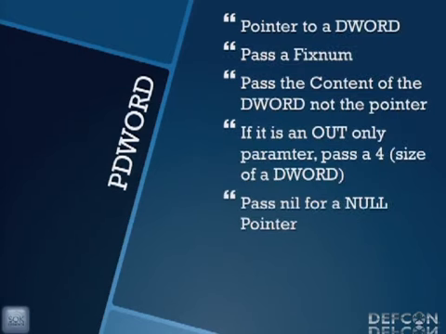We have the PDWORD, which is a pointer to a DWORD. You pass it as a Fixnum in Ruby. And what you're doing is, when you're passing it into the parameter for the function call, you pass in the content, and Railgun will handle the actual referencing for you on the back end. So you just basically pass in the data and don't worry about the fact that it's a pointer. The only kind of weird thing is if it's an out parameter, then you just pass it a 4, because that's the size of a DWORD, and so it's the size of a pointer. And if you need a null pointer for any reason, you can just pass it nil.